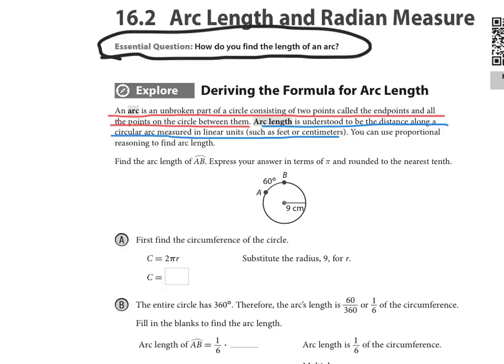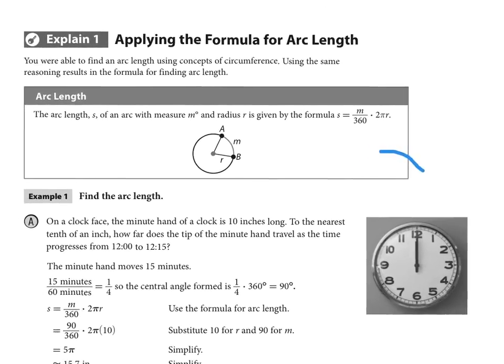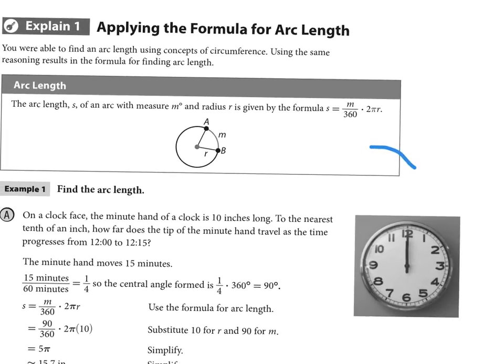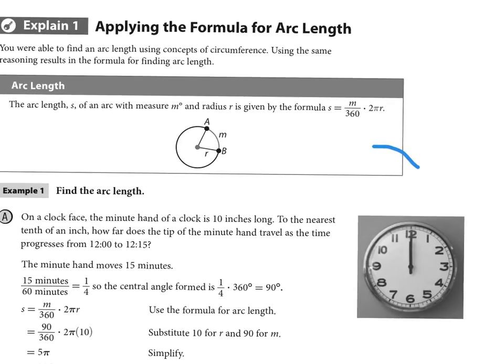So if we look on the next page, 864, we see the formula. The arc length, S, of an arc with measure m degrees, and a radius of r is given by this formula. Okay, so the length equals the degree measure over 360 times 2 pi r, times the circumference formula.